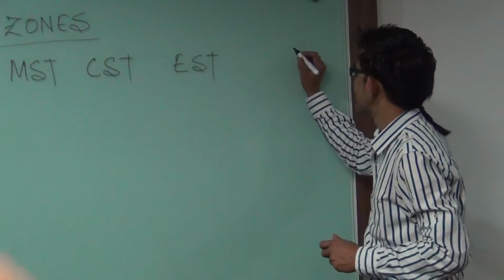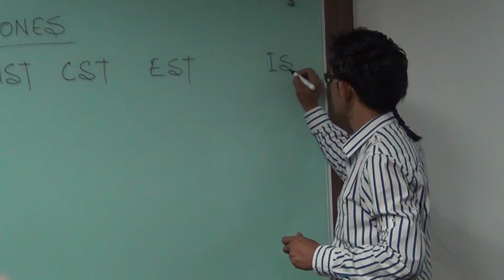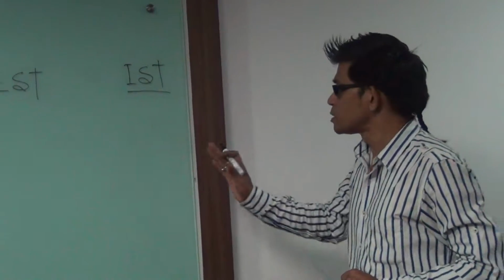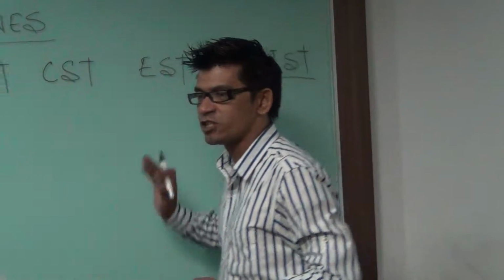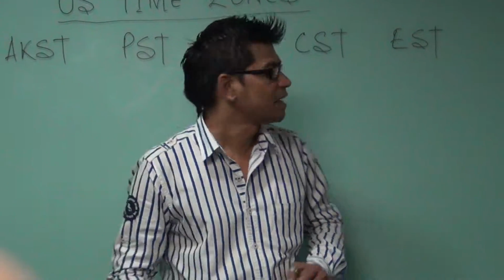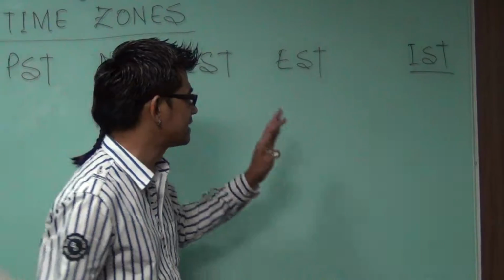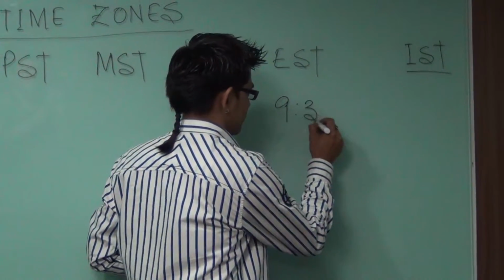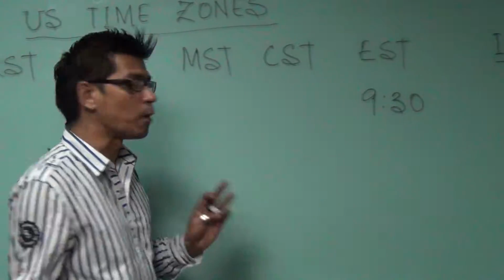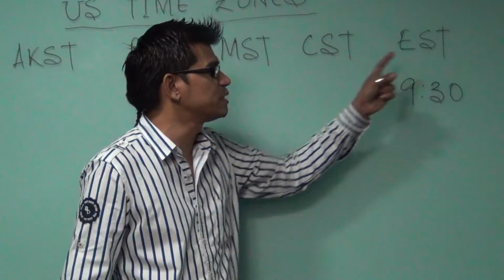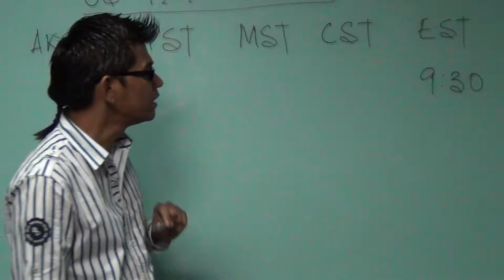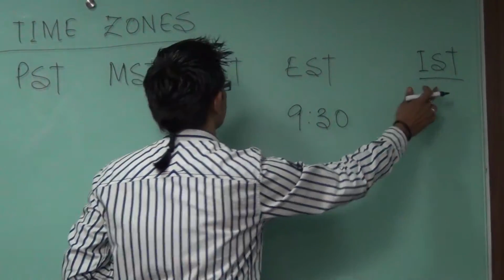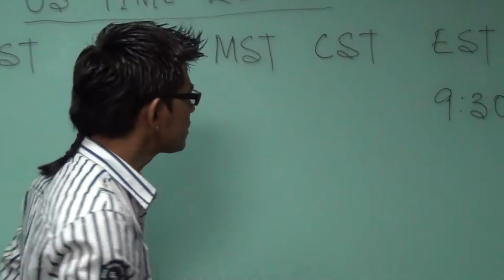Let's write down IST, Indian Standard Time. The difference between IST and EST is 9.5 hours. IST is ahead of EST by 9.5 hours. We've already spoken about this, that the difference between these time zones is 1 hour. So the difference between IST and EST is 9.5. The difference between IST and CST would be 10.5.